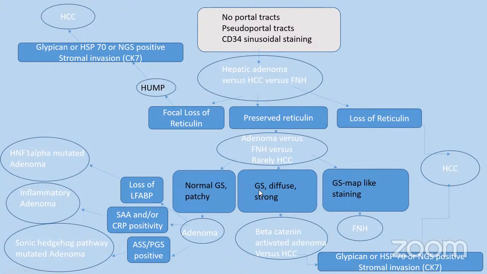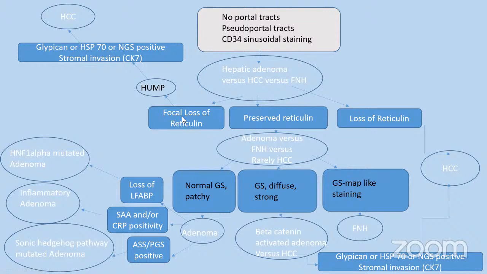If your glutamine synthetase is diffuse and strong, then you're dealing with either a beta-catenin activated adenoma or an HCC. Because the reticulin is preserved in this scenario, most likely it would be a beta-catenin activated adenoma, but you can always do glypican 3 and/or heat shock protein 70 to make sure you're not dealing with a well-differentiated hepatocellular carcinoma with preserved reticulin. That's a very rare scenario. And then the third scenario would be glutamine synthetase with a map-like pattern of staining. Then that is an FNH.